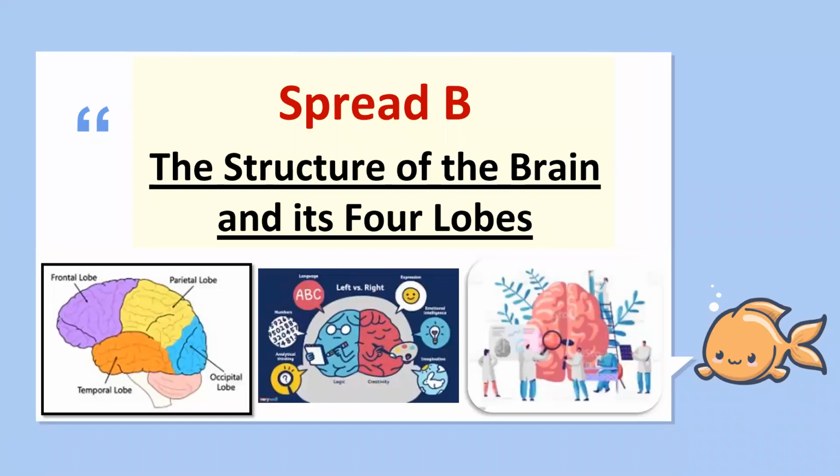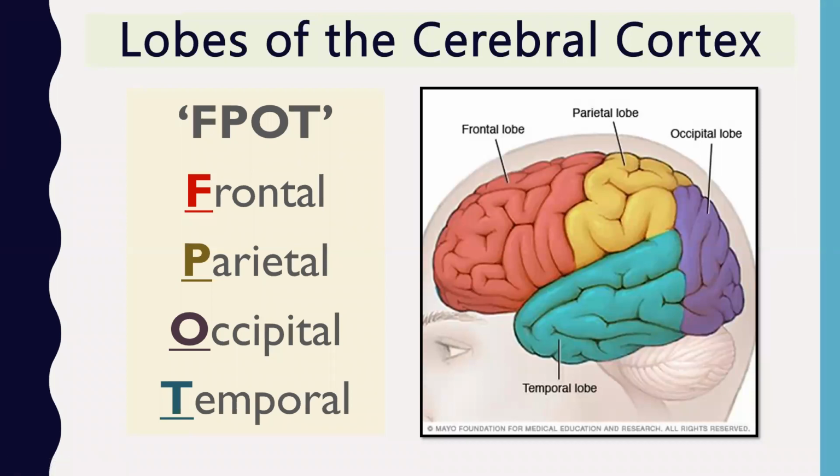All right, so today we're starting with spread B, which looks at the structure of the brain and the four lobes of the brain. So last class, we actually went through what the brain was. We looked at some of the key features of the brain. And one of the key characteristics of the brain is that it is comprised of an outer layer or an outer cortex that is known as the cerebral cortex.